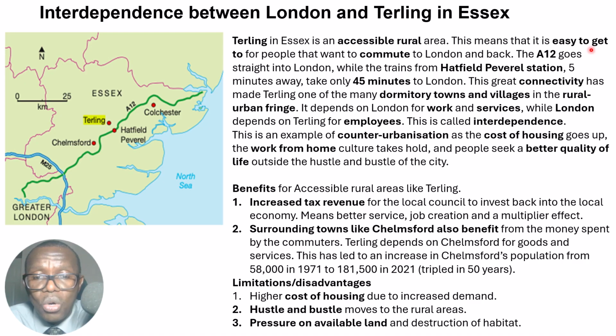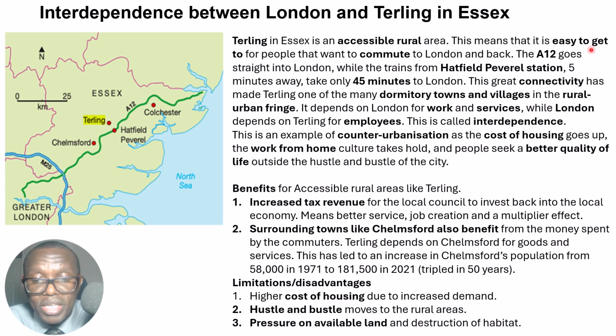Okay, so Tiptree actually depends on London for work and for services, while London depends on Tiptree for employees. This is called interdependence, and it is an example of counter-urbanization, due to the cost of housing going up in London and the work from home culture having taken hold, as people seek a better quality of life outside the hustle and bustle of the city of London.